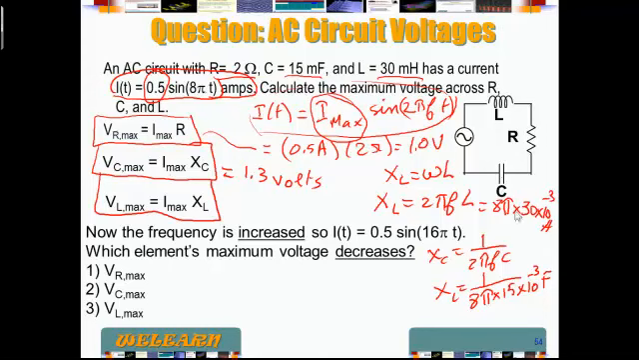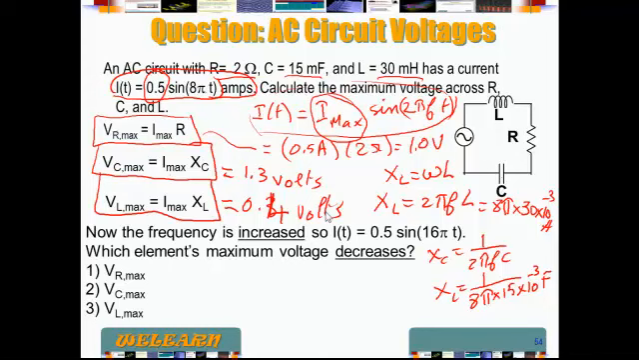So once we solve that and multiply by 0.5 amps, we should be able to find 0.38 volts. Or keeping the same number of significant digits, 0.4 volts. Now remember, we could have been asked to find the RMS values instead. The RMS values would be the same as these, but divided by square root of 2.